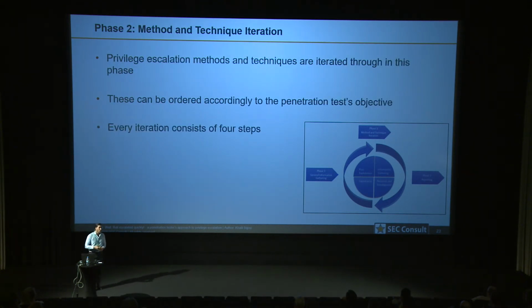In phase 2, there's an iteration through all different methods and techniques. Depending on the pentester's objective, we could first of all try the weakest methods and techniques, or we could start with the more complex ones. This is dependent on the pentester's objective, whether it is to find as many successful privilege escalation methods as possible, or whether the goal is to just escalate privileges and then from there try to get access to other systems.